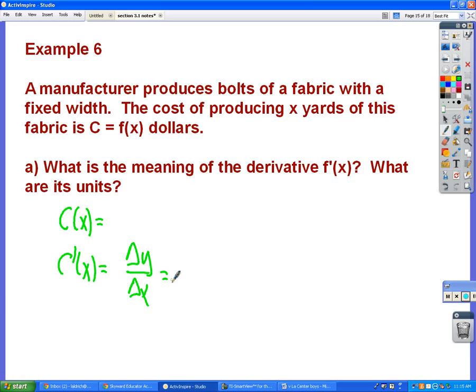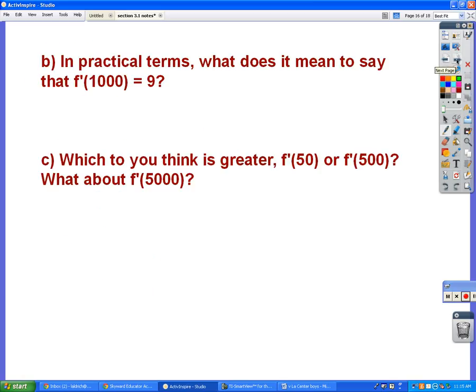Okay, so the derivative we're going to talk about has specific meanings attached to it. So in practical terms, what does it mean to say that f prime of 1,000 equals 9? That would mean that at that point, your cost per yard is $9 per yard. When you are producing the 1,000th yard of cloth, your cost per yard at that point would be $9 per yard. Wait, when you're buying the 1,000? No, when you're making it.